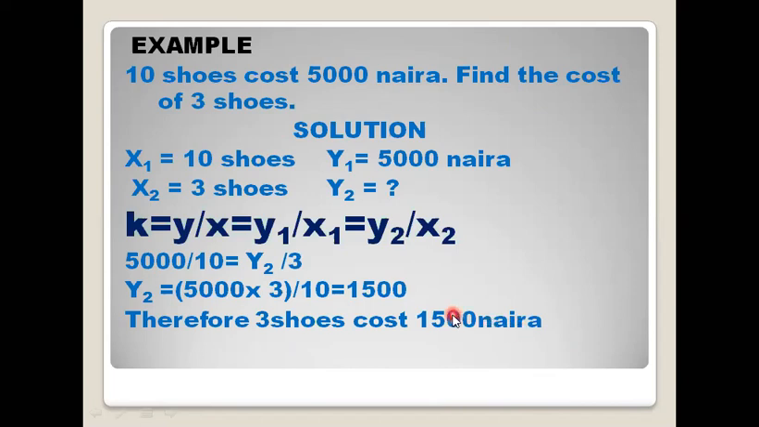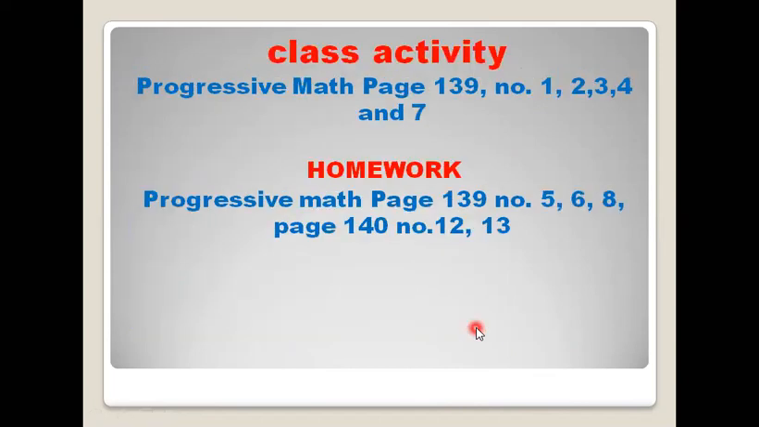Please, you can replay the video, pause, rewind for a better understanding as we move straight to the next type of proportion, which is inverse proportion. So you can see the class activity. Go to your Progressive Math, page 139. Solve number 1, number 2, number 3, number 4, and number 7. That's your class activity. You can do your assignment, which is Progressive Math, page 139, number 5, 6, 8, page 140, number 12 and number 13.